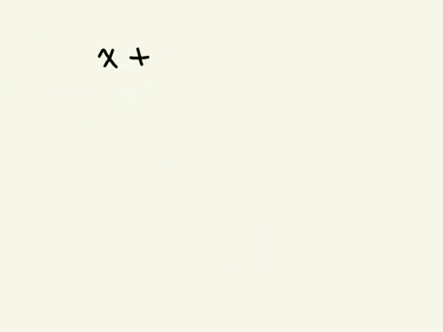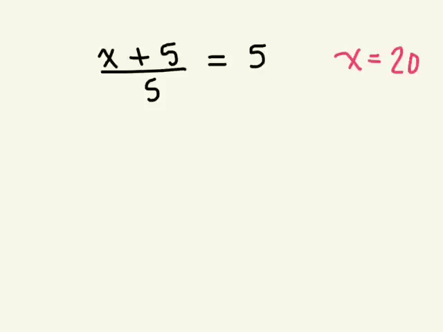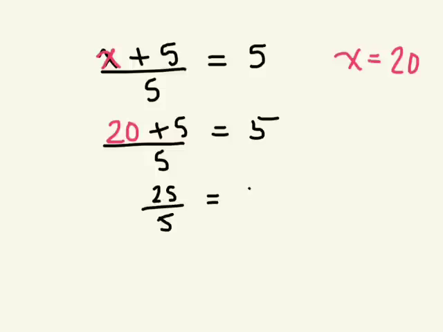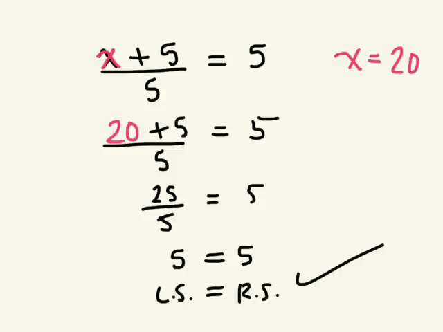Okay, so the original question said that a number plus 5 divided by 5 equals 5. We just said that that number is 20, right? So let's check. Let's replace x with 20. 20 plus 5 divided by 5. What's 20 plus 5? What's 25 divided by 5? So 5 equals 5. The left side equals the right side. It balances, which means that our answer is correct. It works. Both sides have to balance out.